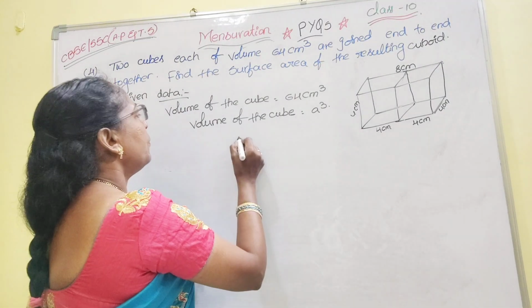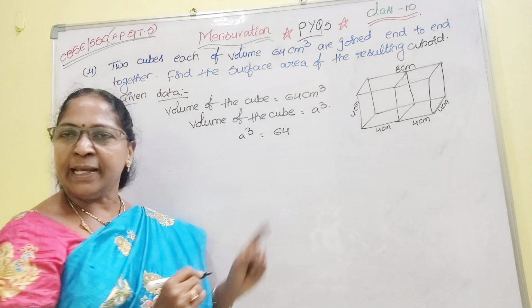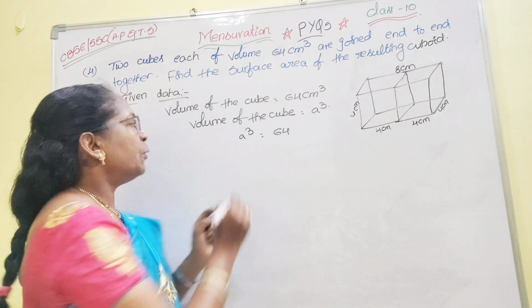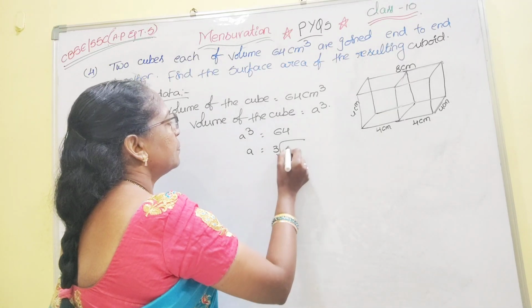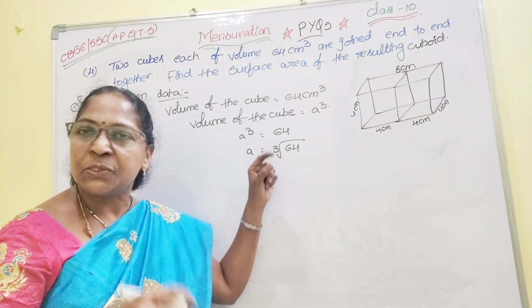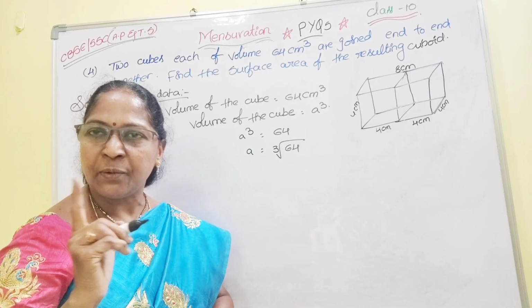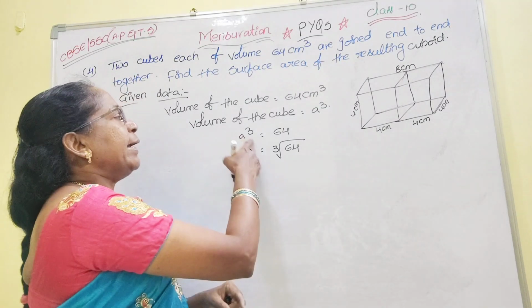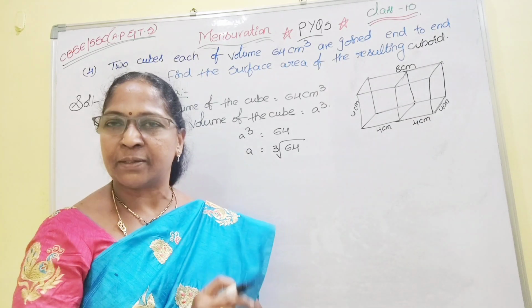Where a cube equal to 64. A is nothing but the side of the cube. Where a equal to cube root of 64. This power 3 goes to the other side. What does it become? Cube root. Square goes to the other side, it will become square root.